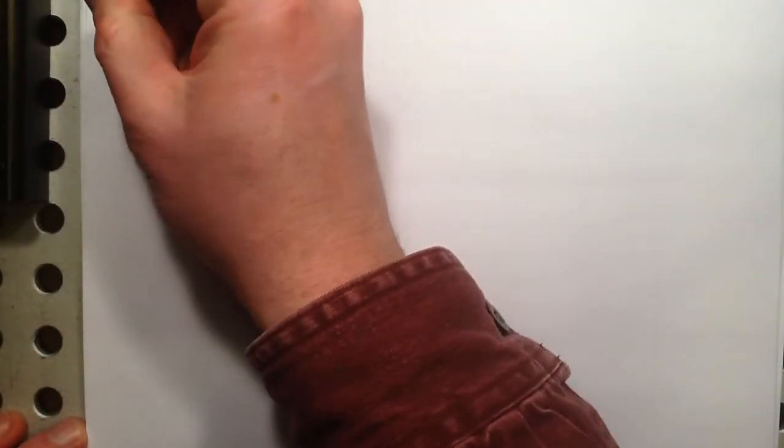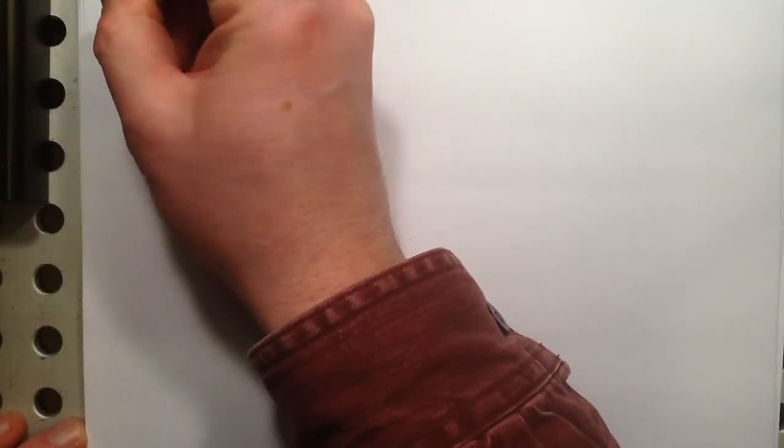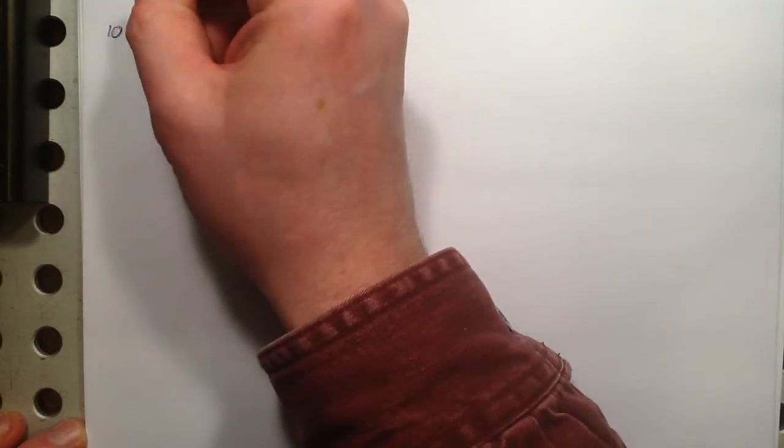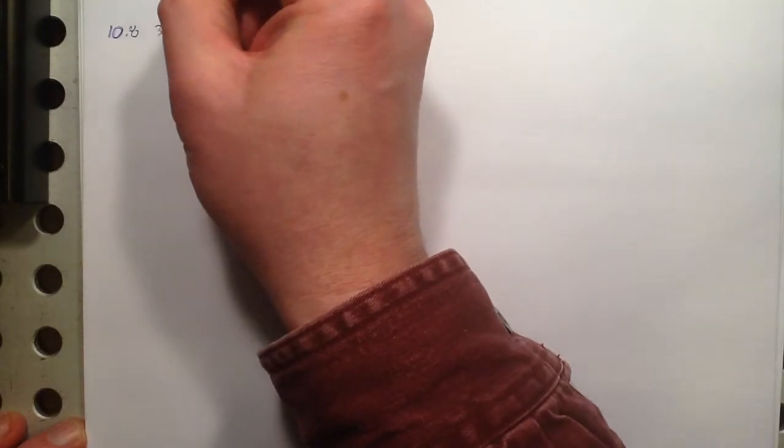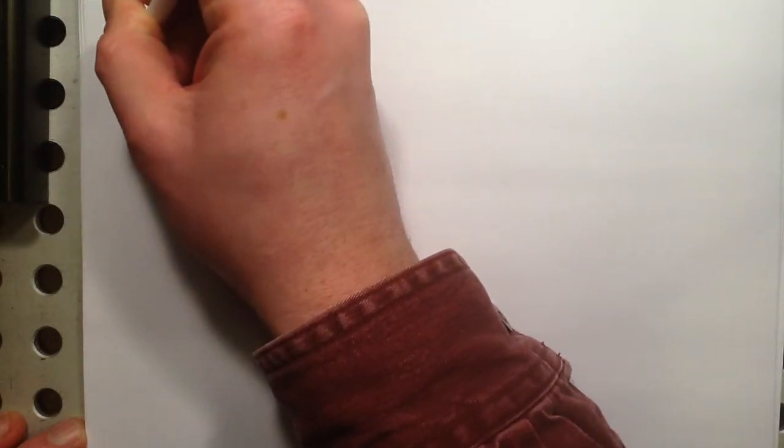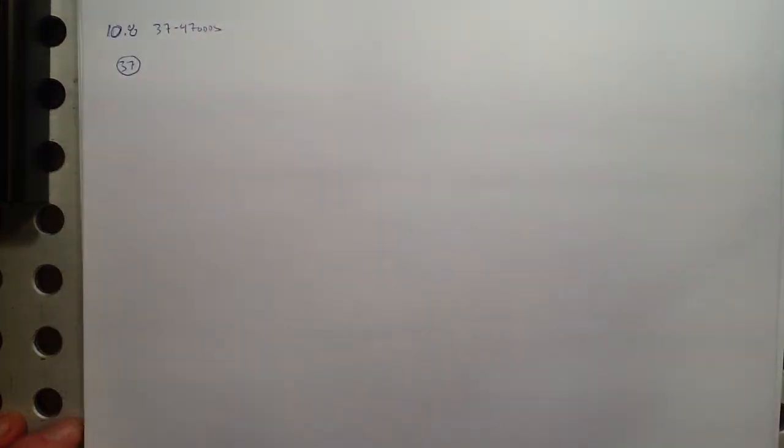This video has the solutions for the second half of the problems from 10-8, numbers 37 to 47 odds. I'll go through them a little faster than we did the first half, because you have us in practice now.